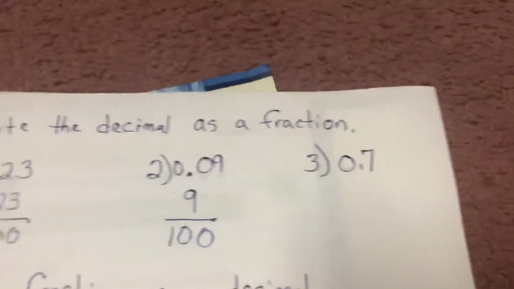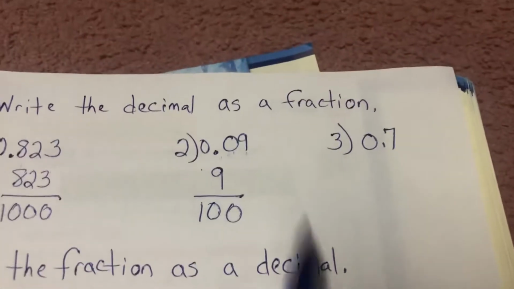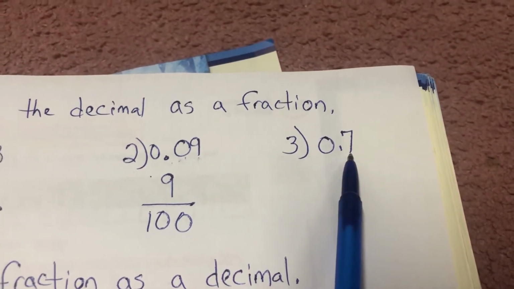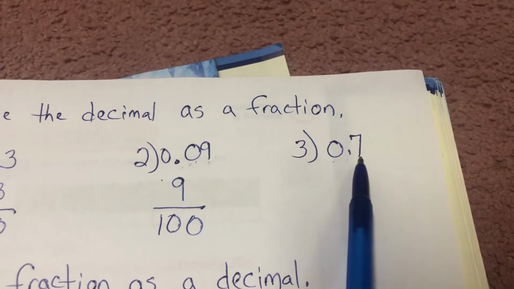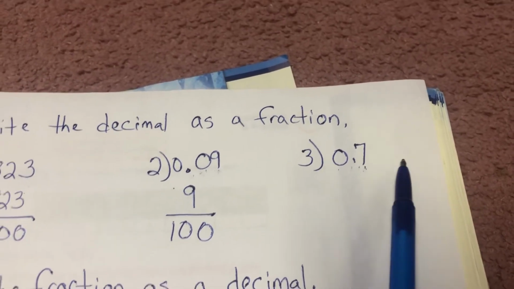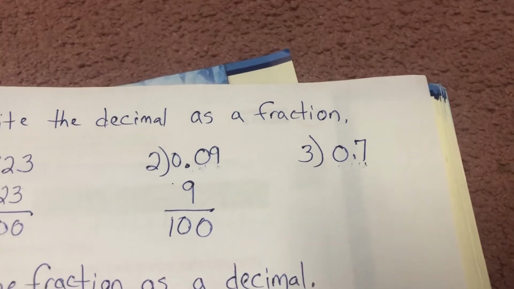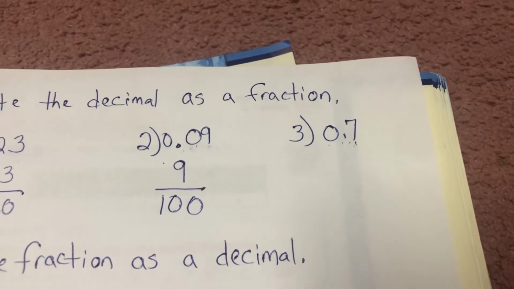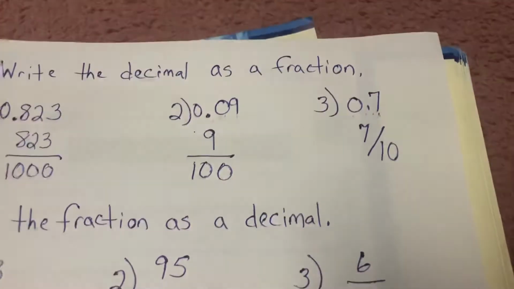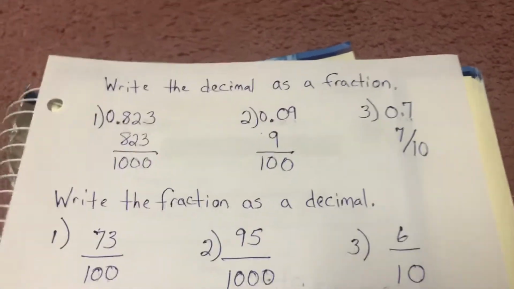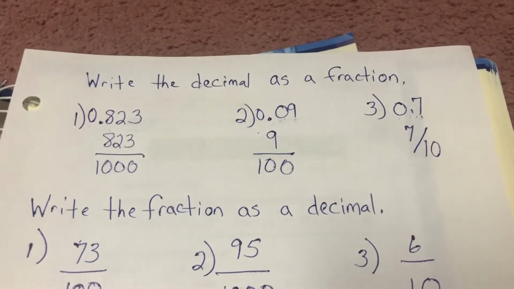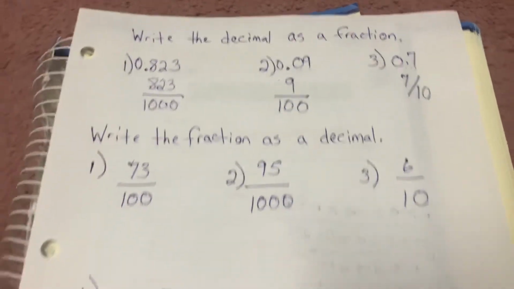Last one in this section, we have 0.7, but I would actually say that as 0 and 7 tenths, because remember, it's tenths, then hundredths, then thousandths. If I didn't want to say the 0 and, I could just say 7 tenths. And so thinking about that as a fraction, here in number 3, that would be 7 over 10, or 7 tenths. So that's the first section that you're going to have on your assignment. I'm not expecting a lot of difficulty there. Write the decimal as a fraction.